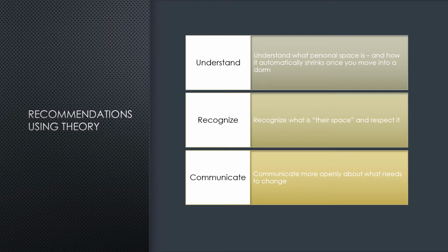And then you also need to recognize what their space is. So besides understanding it, you need to recognize and acknowledge that everyone does have that personal bubble and not everyone wants to share a space or wants to be this close with others. But then also we should communicate with others. I think a lot of struggles can be avoided if we communicate more freely and really talk about what's bothering each other or what we could be doing differently. And that would really solve, I think, most of our problems.